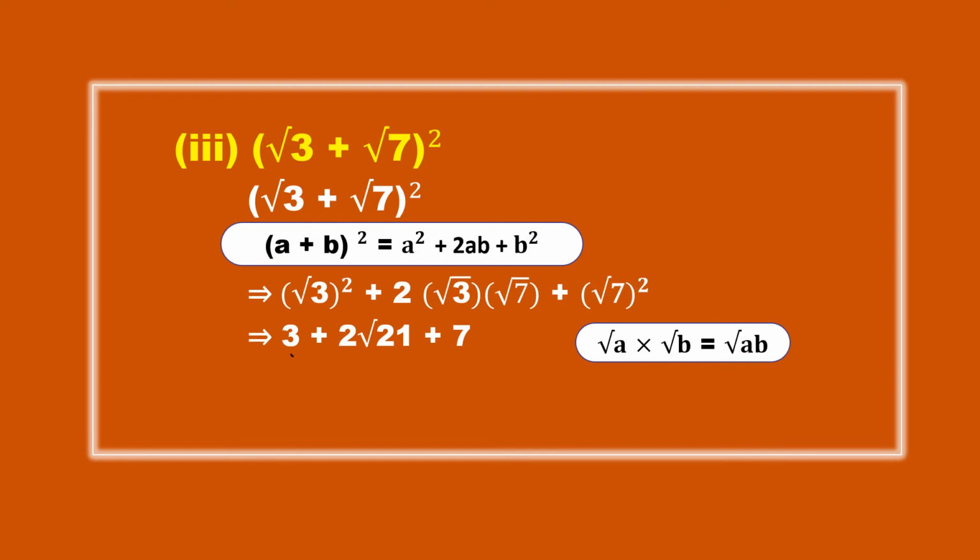Here this 3 is a rational number and this 7 is also a rational number, so I can simplify them, right? 3 plus 7 is 10, plus 2 root 21. Now I cannot simplify it further. So my answer is 10 plus 2 root 21. Let us go to the next problem.